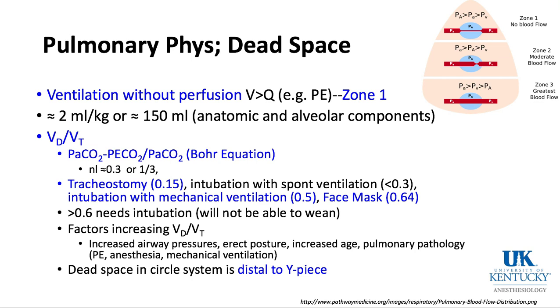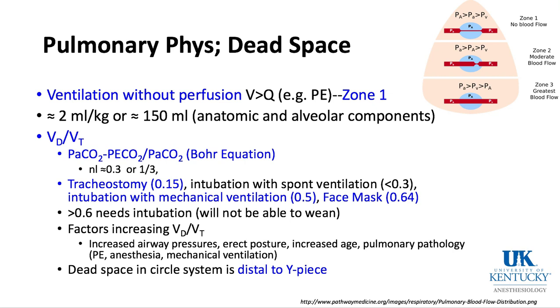But let's talk about dead space next. We talked about shunt first, which was perfusion without ventilation. Now, if you have ventilation going to an area of the lung without blood going by, that is dead space. And the classic example of that is zone 1 of the lung, shown in the graphic at the top right.